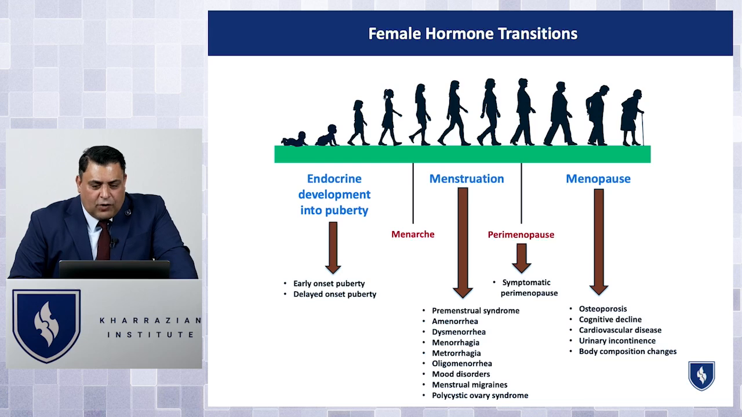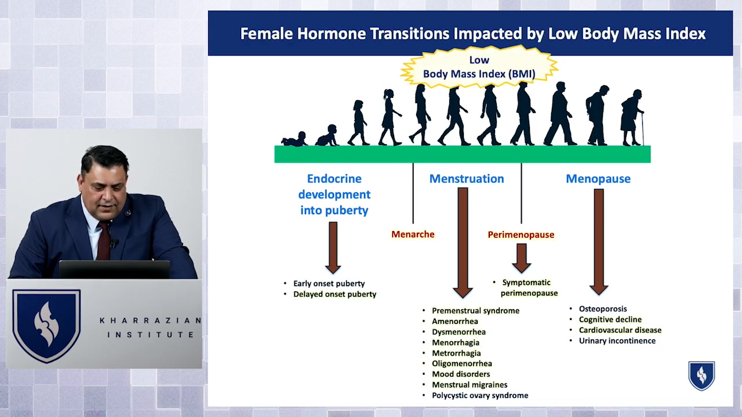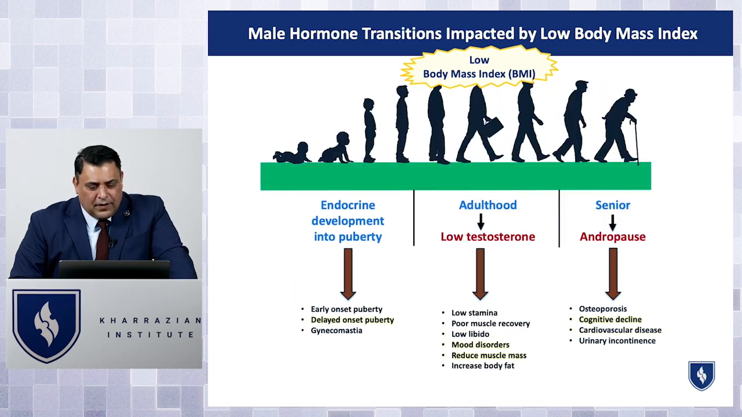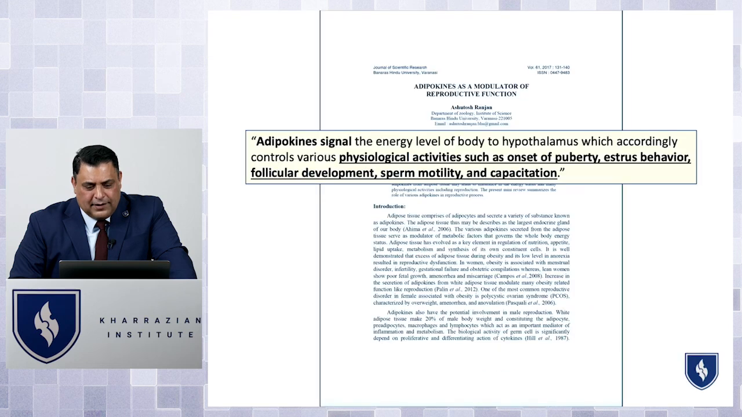So when females have low body mass index, pretty much all these major issues that are highlighted can be impacted too. And in males, many of them can be impacted as well. Okay. So this is a paper that was published, Adipokines, Modulation of Reproductive Function.